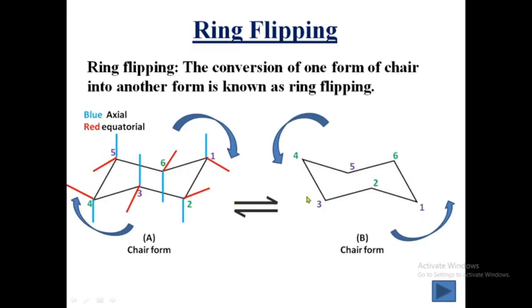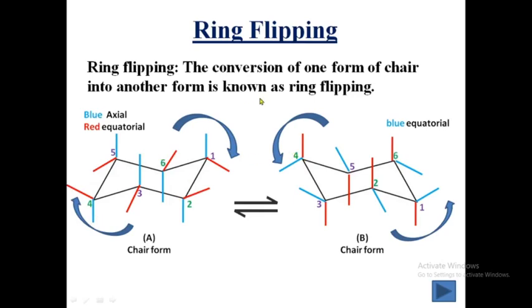So during this ring flipping, what happens? All the axial bonds will be converted to equatorial and all equatorial bonds are converted into axial. Let's see the change here. See, the blue bonds are now converted into equatorial positions, and all the red bonds, previously equatorial, now become axial. So this is one of the very important changes that occur during ring flipping. All axial bonds are converted to equatorial and all equatorial bonds converted into axial.